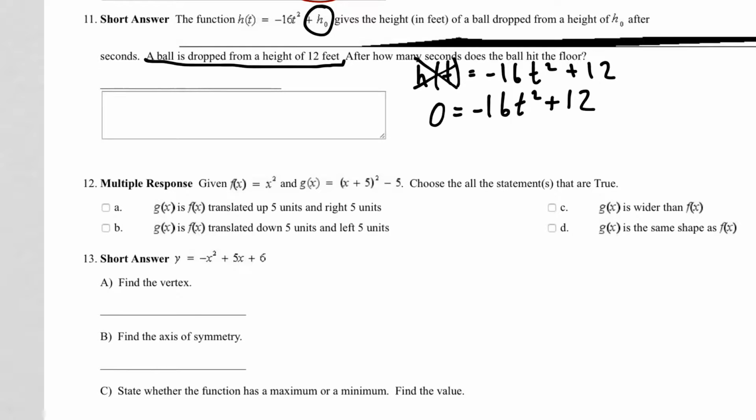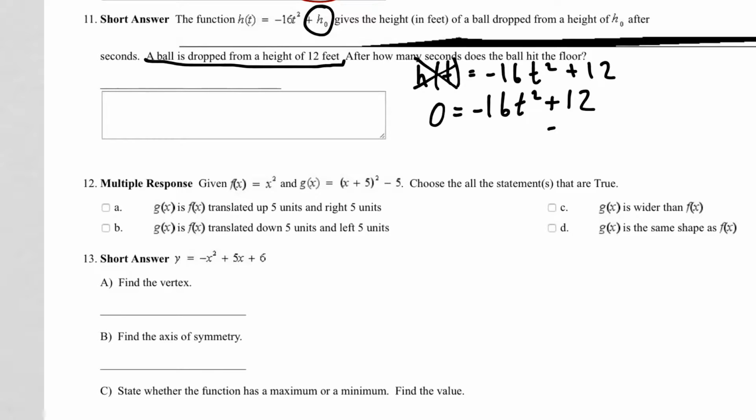Don't try to use completing the square. Don't try to use quadratic formula. Don't try to use factoring. It's actually much easier than that. Okay, look at this quadratic. It's missing the b term. When it's missing the b term, when all you have is a and c, it is very easy to solve by just isolating the t squared.